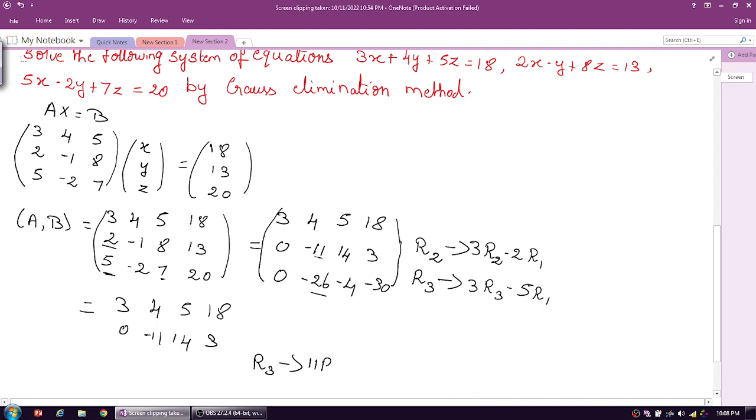So 11 R3 minus 26 R2. So you will get 0, 0, and the last one will get 11 into 4, so you will get minus 44. Minus into minus, 26 into 14, so finally we will get minus 408. Similarly here, minus 30 into 11 minus 26 into 3, so here also we will get minus 408. So like this we will get the answer.